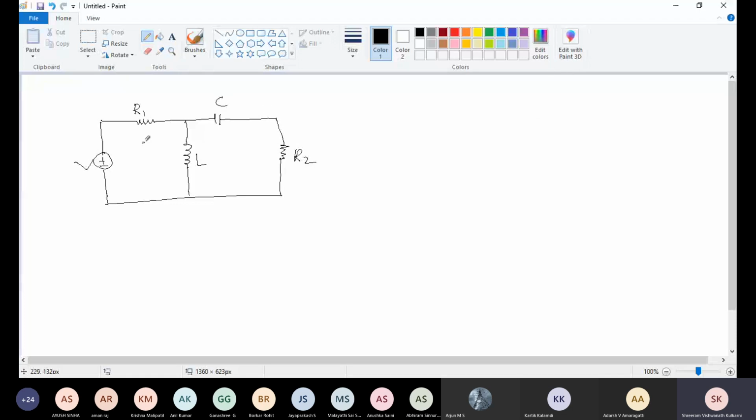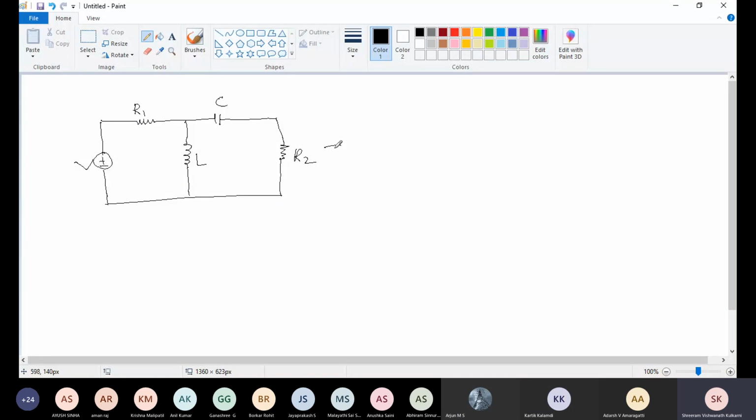According to that table, this one will be replaced by a conductor, conductance. Yeah, this one will be replaced by an inductor. This one, capacitance; this one, conductance; this one is a current source. Current source. Yeah.